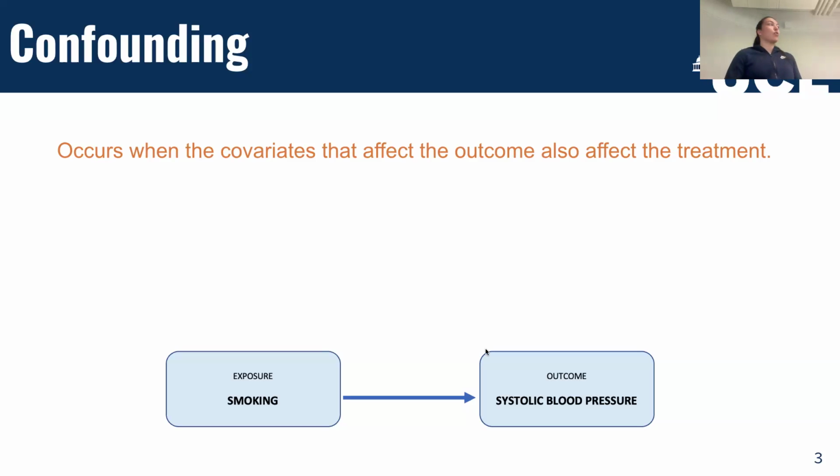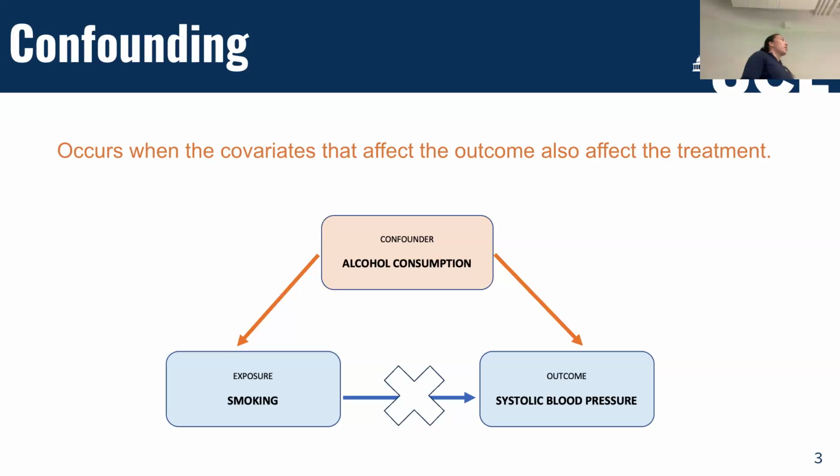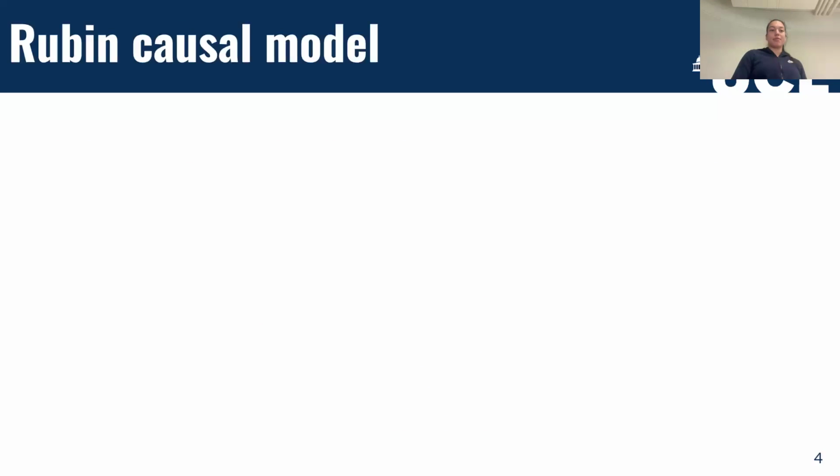So we might find some association, but this association might be partially or entirely due to alcohol consumption, which will be a confounder here, because we know that alcohol consumption is correlated with smoking, and alcohol consumption also affects systolic blood pressure. So this association that we might see might be distorted because of this confounder, and we really want to have alcohol consumption fixed in order to figure out the causal effect.